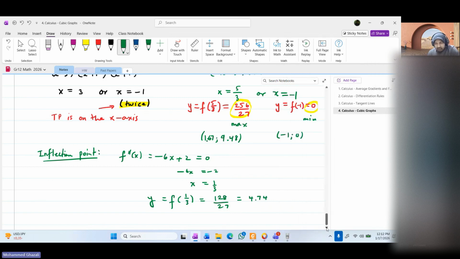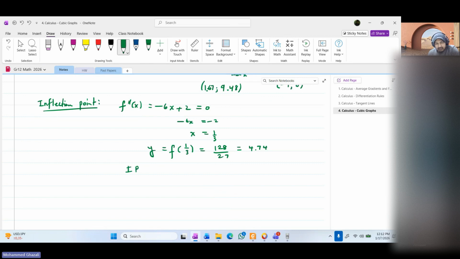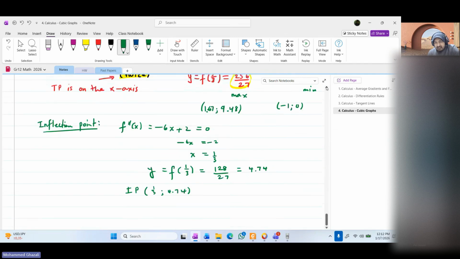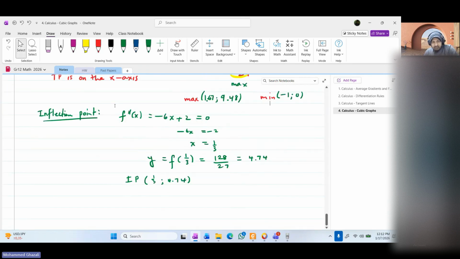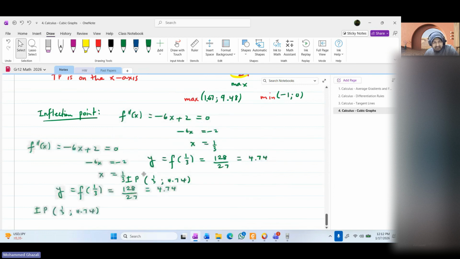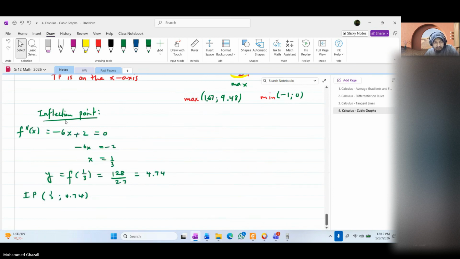Right, so my inflection point is now at 1/3 and 4.74. Remember, what are these? These are the max and min values: the maximum and this is the minimum value. Now, I'll put the inflection point in last. I will use all this information to sketch this graph.